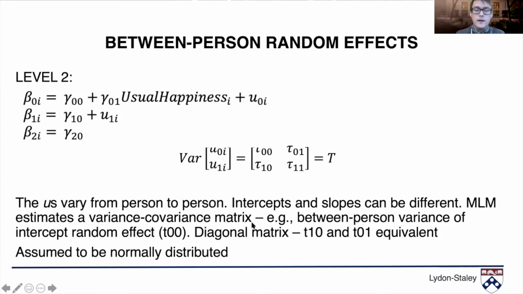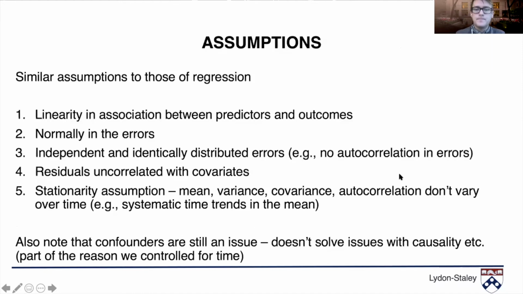And these random effects are assumed to be normally distributed. This will make more sense when we look at the R output. I just wanted to let you know that this exists so that when we look at the R output, you know why we are seeing this part of the model.